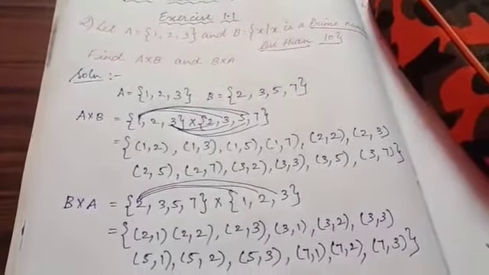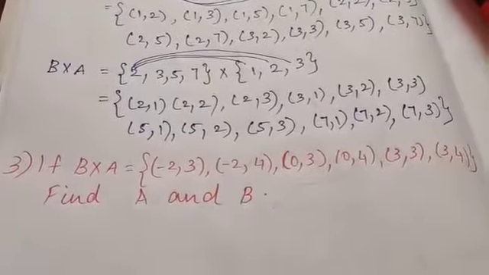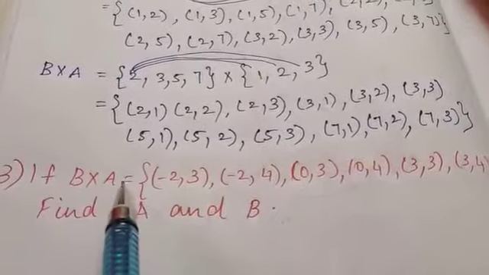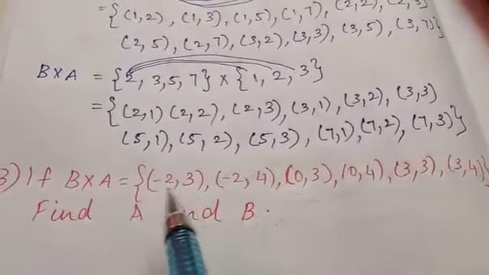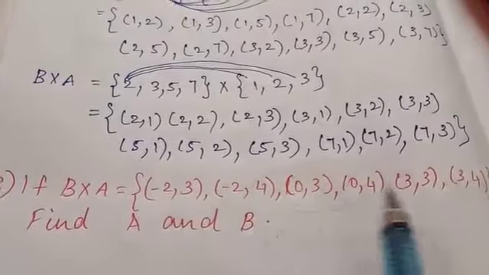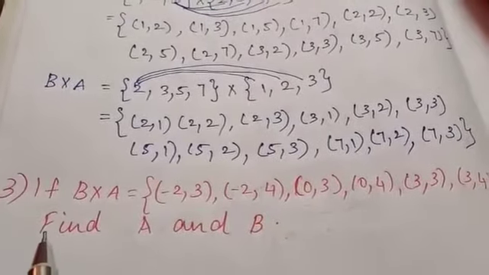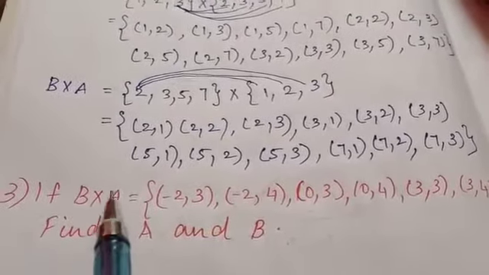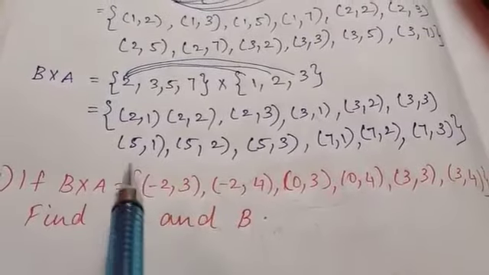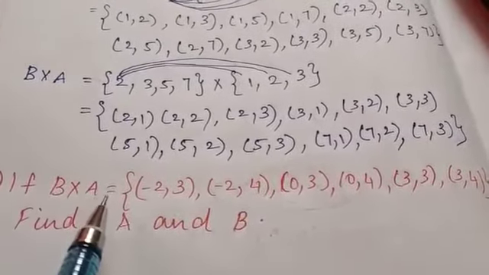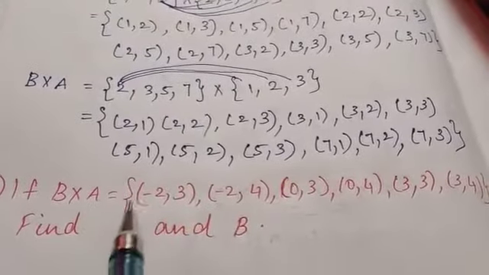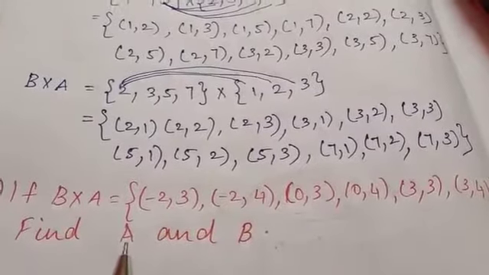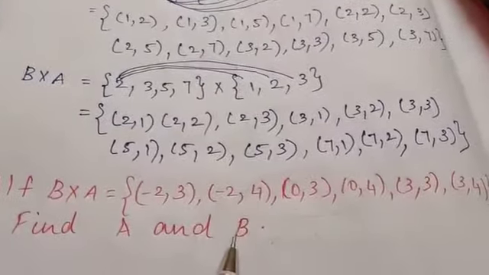Now we move on to the third sum. This is the third question: if B cross A is equal to a set of ordered pairs. They have given ordered pairs and we have to find A and B. In this question, they have given the Cartesian product B cross A, so from these ordered pairs we have to find the elements of set A and set B.